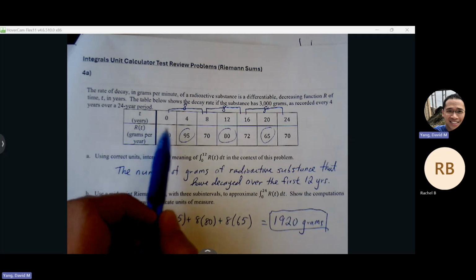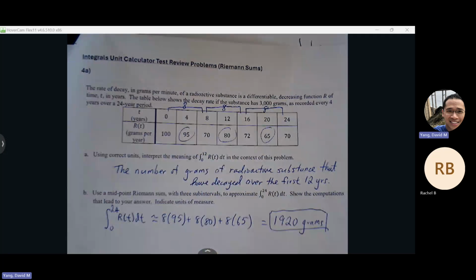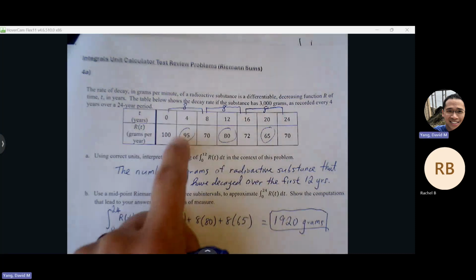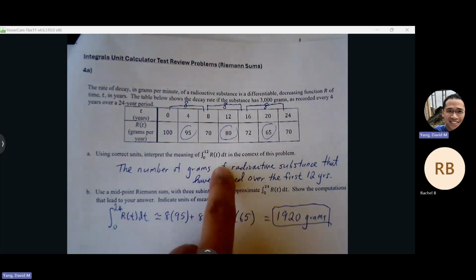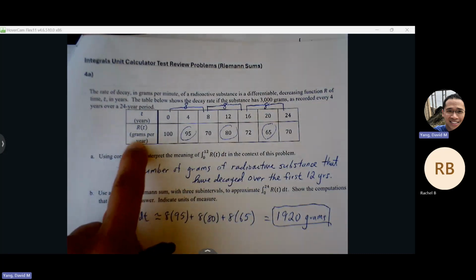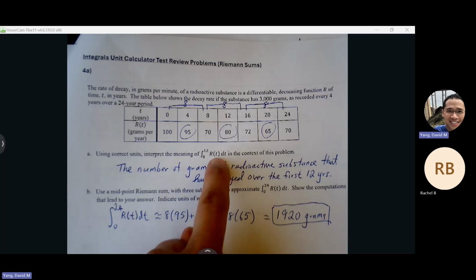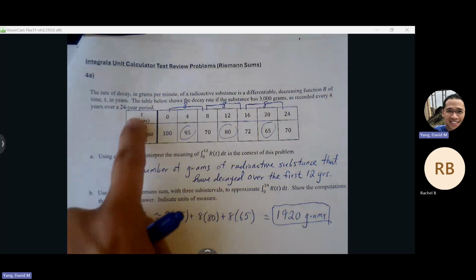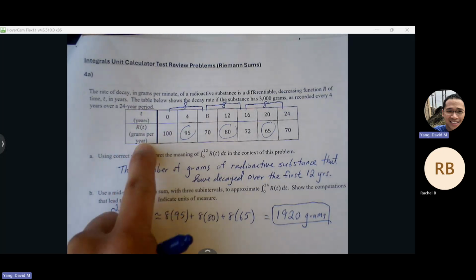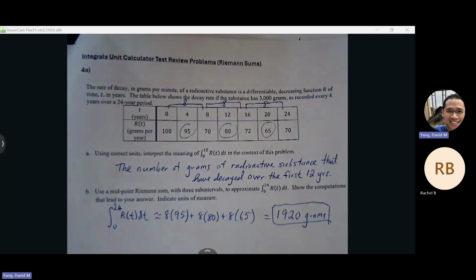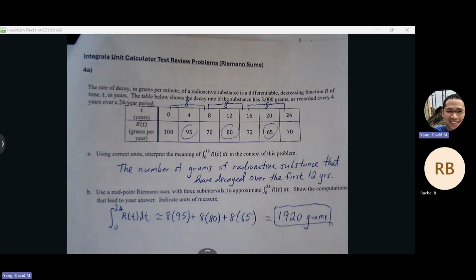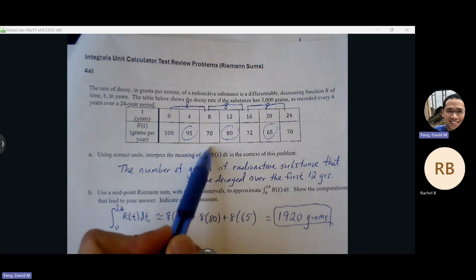So if we're accumulating all these grams per year, the rate that the substance is decaying, then if we accumulate all these rates over that time period, we're no longer going to be in terms of grams per year. We're not going to be in terms of grams, right? Because anytime you're involving a definite integral, you're thinking multiplication, you're thinking area, and that goes with units as well. You're multiplying these units together. So grams per year times year, the years cancel out. We're just talking about grams here. So this is the total number of grams of this radioactive substance that have decayed over this 12-year period.